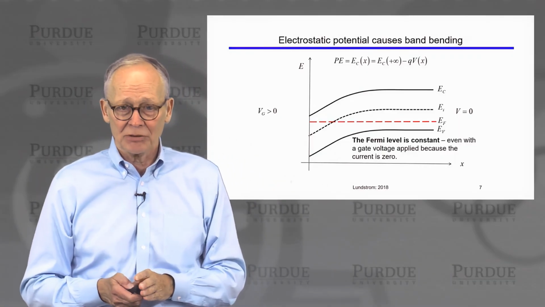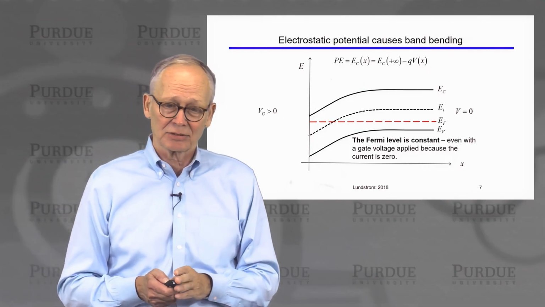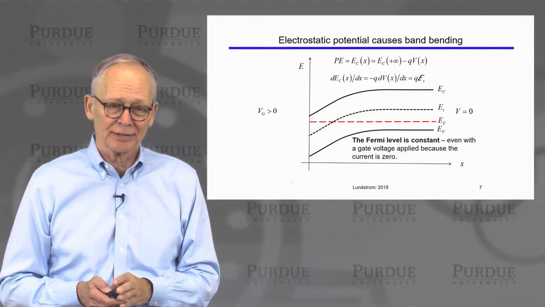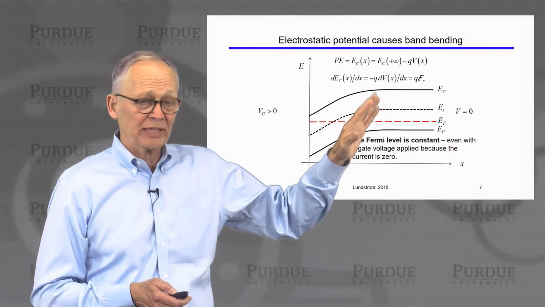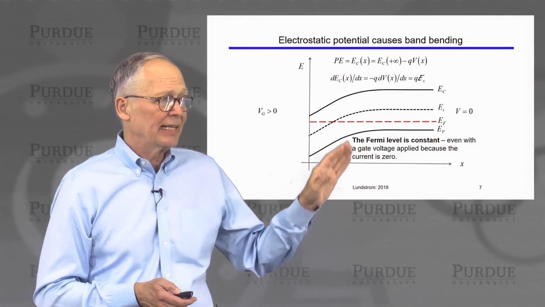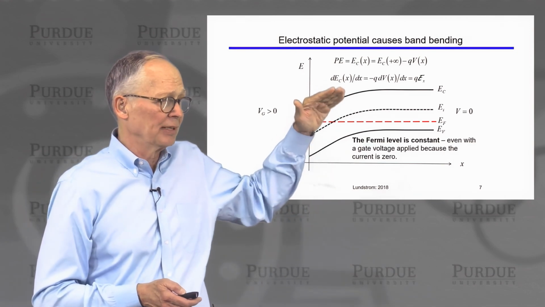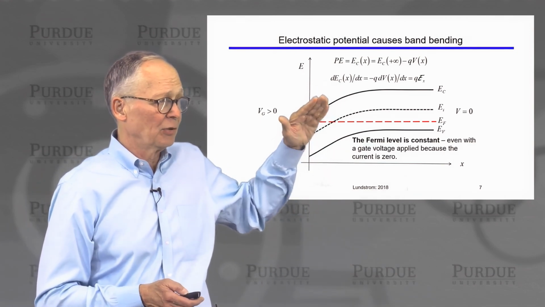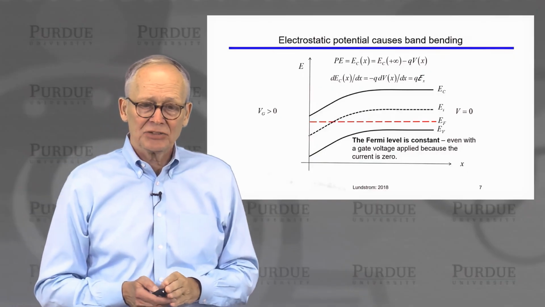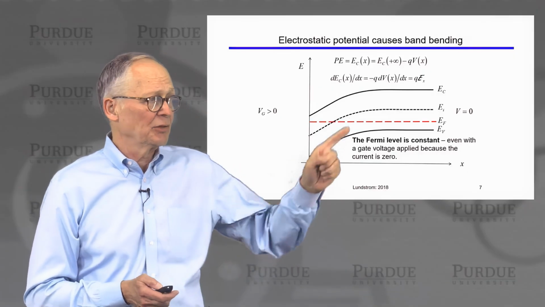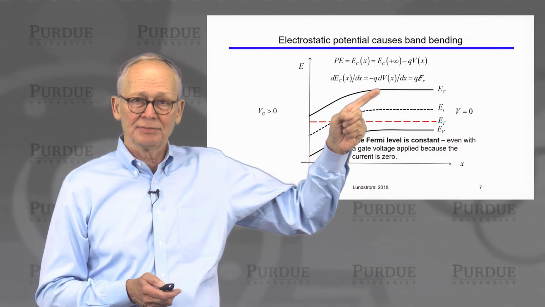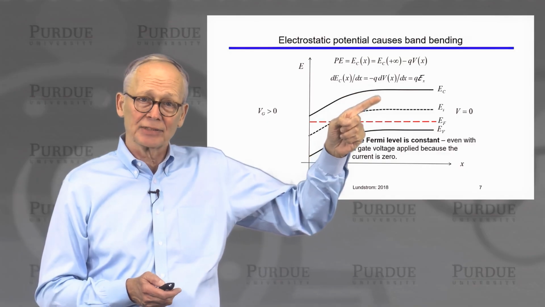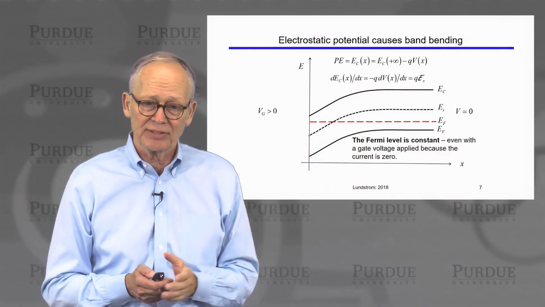That's a simple energy band diagram, but it actually tells us quite a lot about what's going on in there. One thing that we can see immediately is that if I take the slope of the conduction band, or of the valence band, or of the intrinsic level, that slope is related to the gradient of the electrostatic potential, actually minus the gradient of the electrostatic potential, which is the electric field.